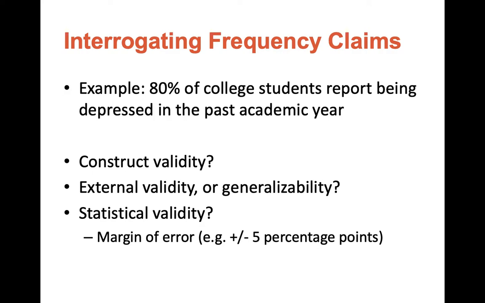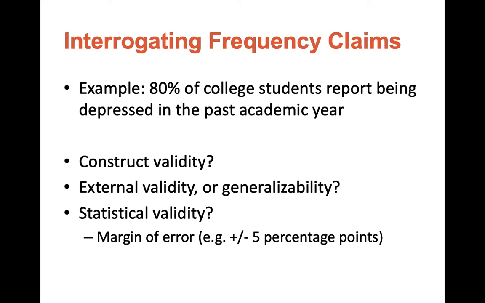All right, so interrogating frequency claims. This is the way we do it, and so I'll just kind of do this by example. So here we've got a frequency claim, which is that 80% of college students report being depressed in the past academic year. So if we're trying to be a little bit skeptical and have a healthy degree of skepticism, we want to interrogate this claim. We want to interrogate the validity of this claim. And so to do so, we start asking questions related to these different types of validity.